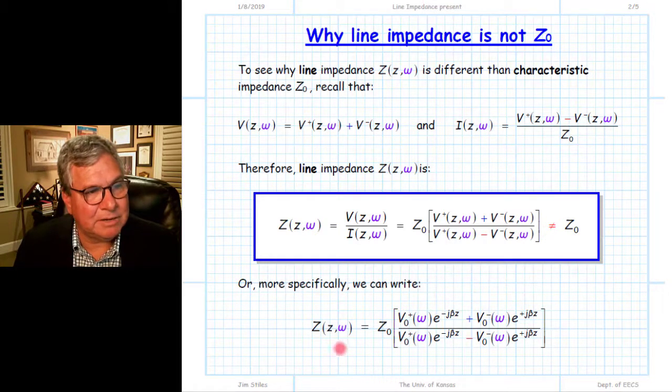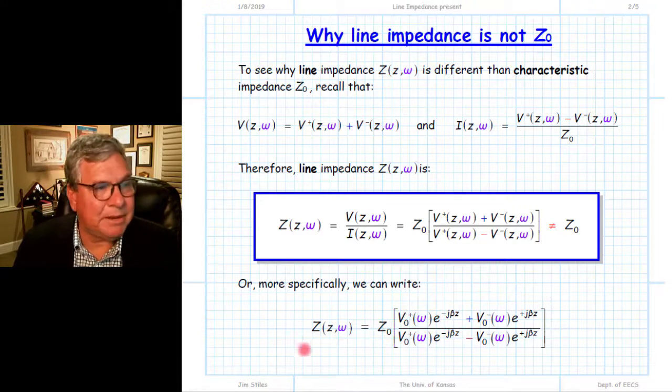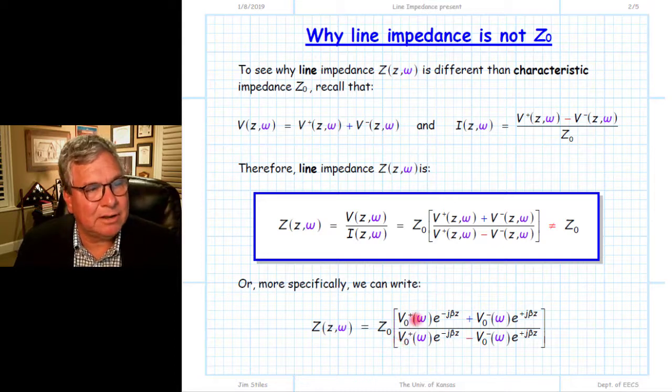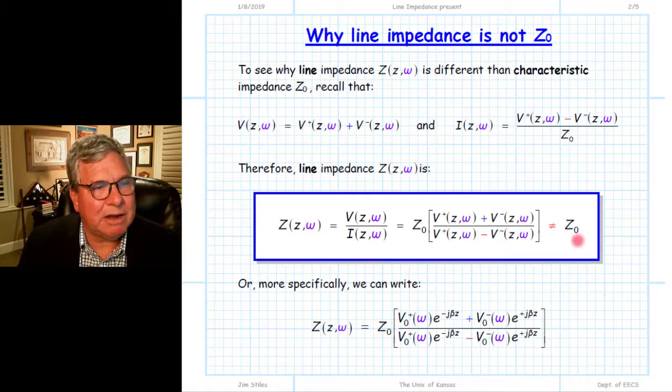This is the line impedance function written explicitly in terms of V0 plus and V0 minus for, again, a given value of beta and characteristic impedance. Yes, the line impedance function does depend on the characteristic impedance, but it depends on V0 plus and V0 minus and beta as well. Moreover, let's look at the differences between characteristic impedance and line impedance function.